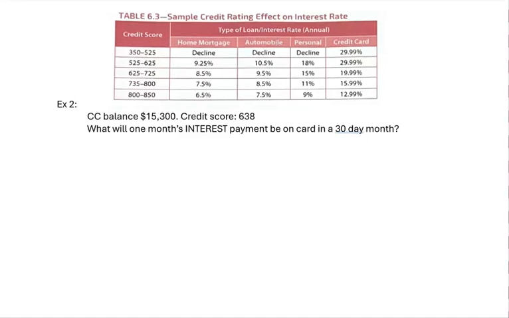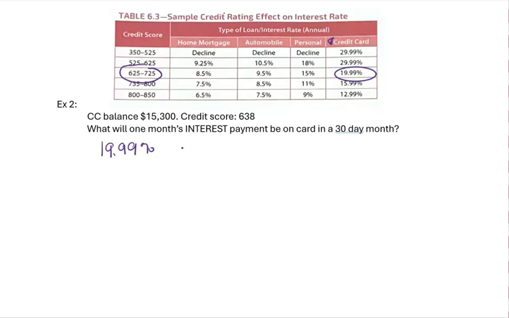The first thing we need to do is determine what his interest rate is going to be on his credit card. And credit card companies will use your credit score to determine your interest rate. The lower your score, the higher your interest rate. Now, his credit score is 638, so it falls in this range right here. And if we look across all the way over here to the credit card line right here, we see that his interest rate will be at 19.99% annual percentage rate.